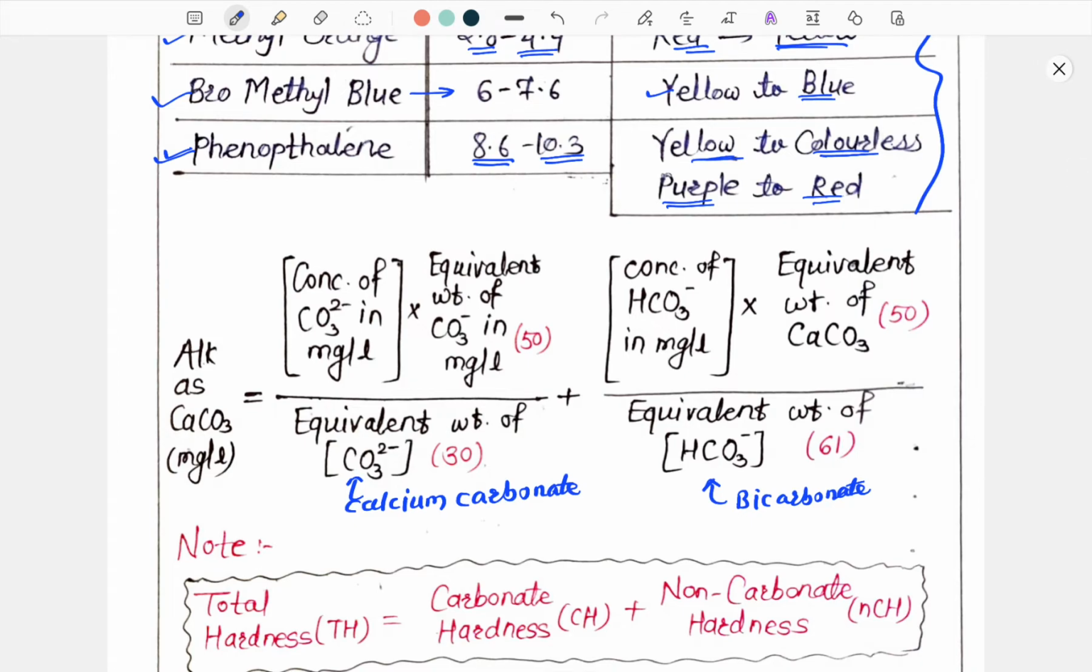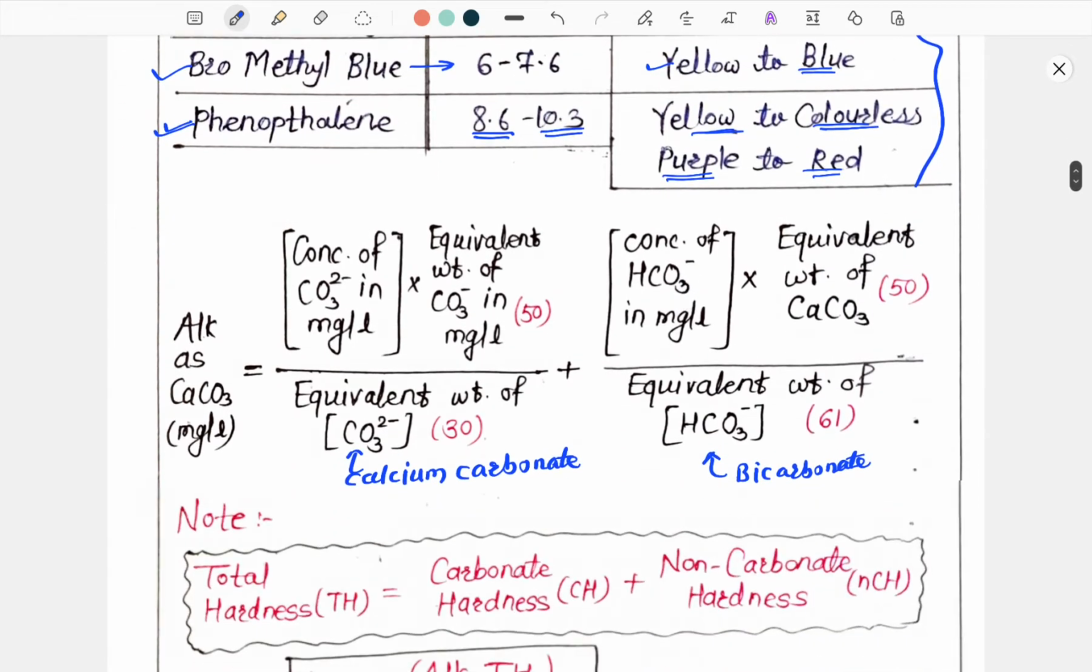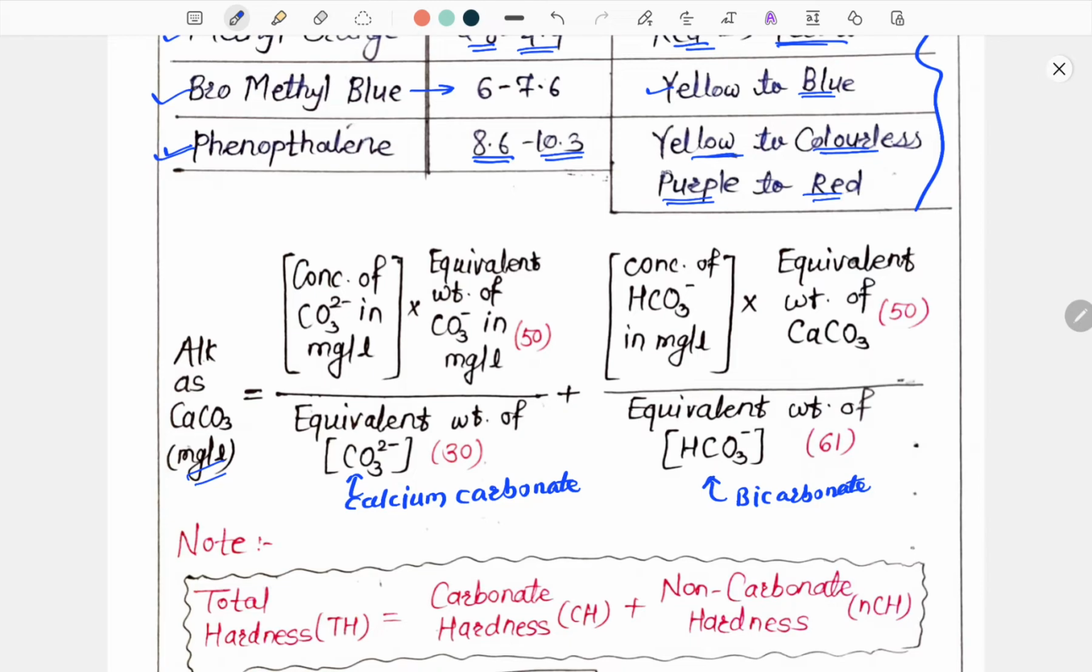Now the formula for the determination of alkalinity: alkalinity as CaCO3 in mg per liter is equal to the concentration of CO3 2 minus in mg per liter multiplied by the equivalent weight of CaCO3, which is 50, divided by the equivalent weight of CO3 2 minus, which is 30, plus the concentration of HCO3 minus in mg per liter multiplied by the equivalent weight of CaCO3, which is 50, divided by the equivalent weight of HCO3 minus, which is 61.